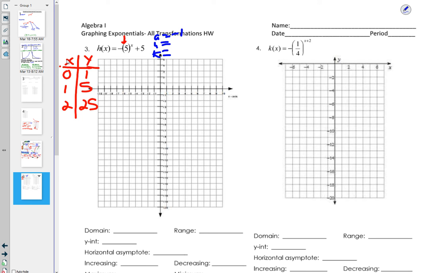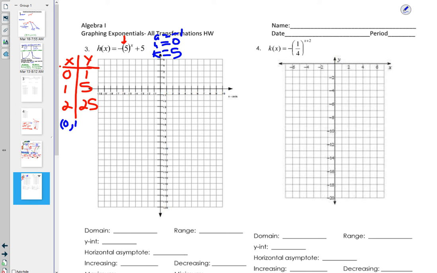What's H here? And what's K? 5. So let's transform these points quickly. I'll just do them here because I'm running out of space. Which transformations are going to have an effect here? Just A and K. So all the x's can stay the same.